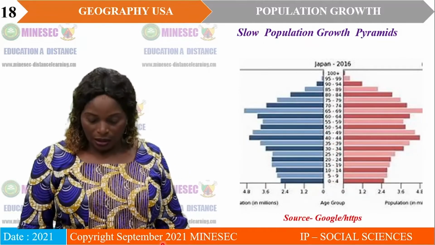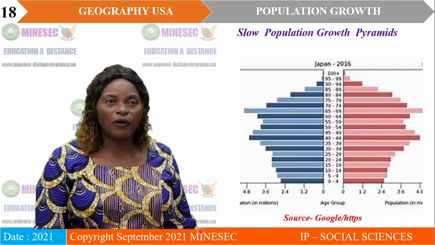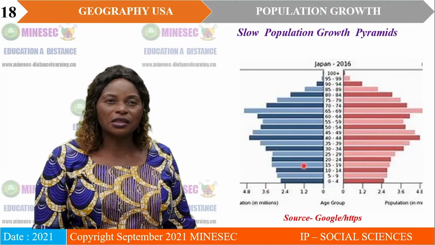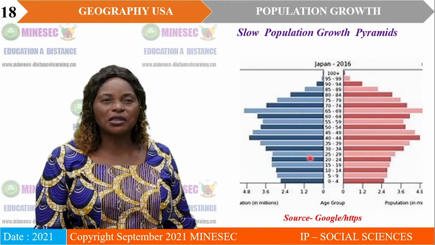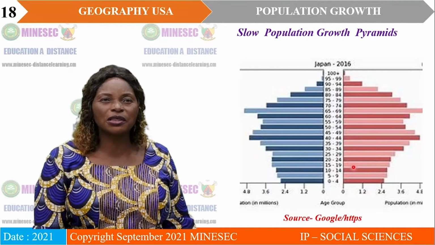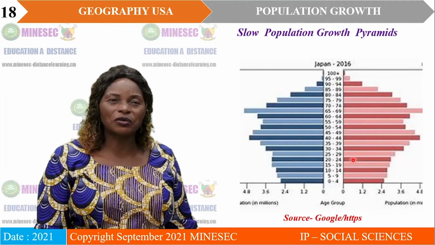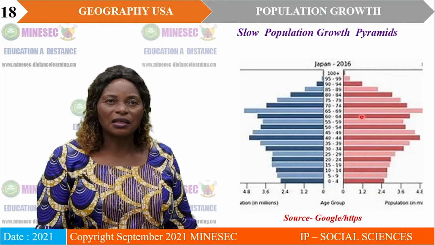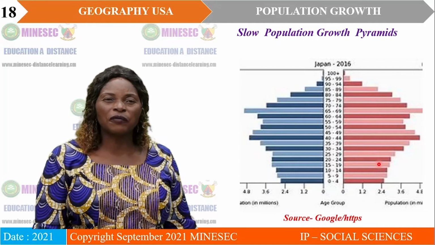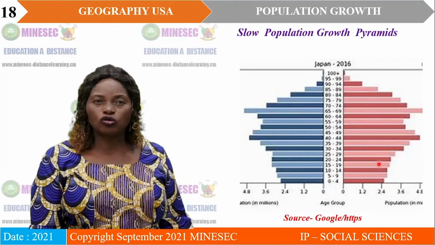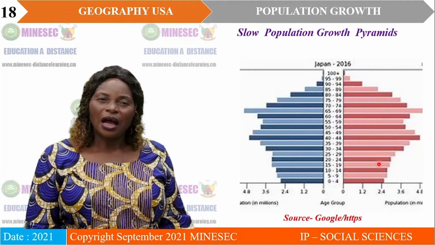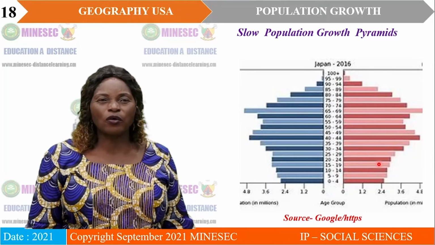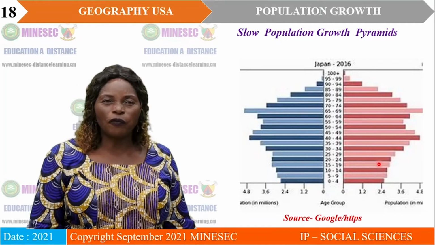Okay, this is a population pyramid which represents slow population growth. This type of pyramid is typical of developed countries, and the characteristics are that it has a small base. This small base is as a result of stricter birth control, women's emancipation, the fact that women are not only child bearers, they also have their own careers to follow.